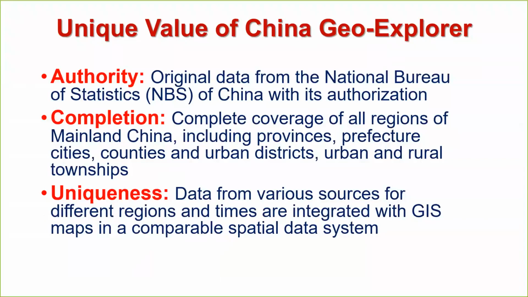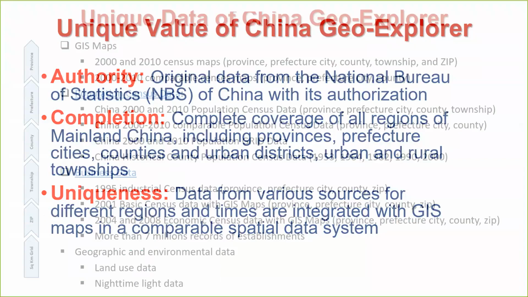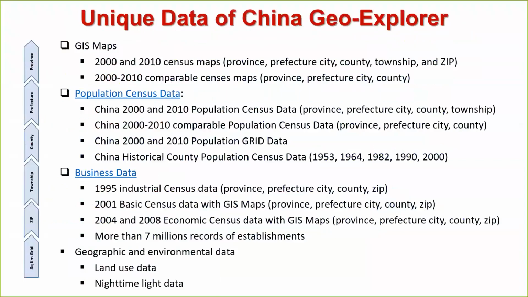Those maps also have to match the population census data and economic census data of the census year. Officially, there is no official GIS map that exists to match those census data in different years. So here you can see a list of some unique data of the China Explorer. The first one, the GIS maps.